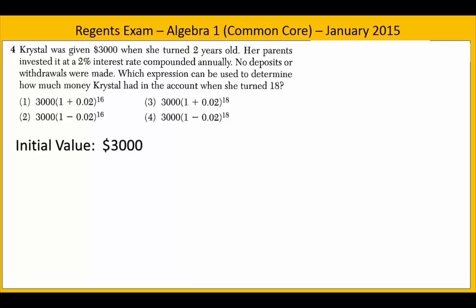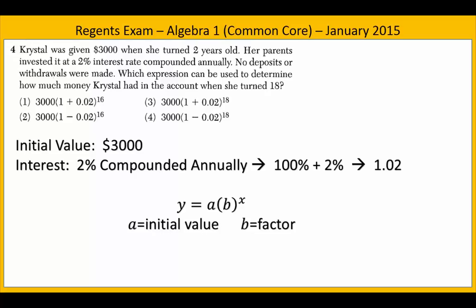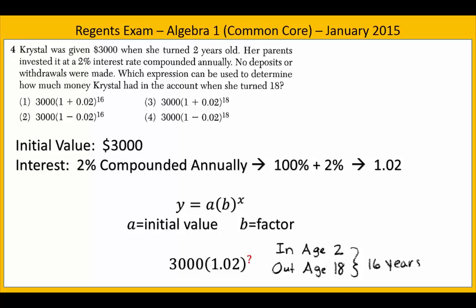The initial value was $3,000. The interest rate is 2% compounded annually. That's an exponential function. A is the initial value, and B is the factor. The factor is 1.02, and so we can write the equation y equals 3,000 times 1.02 to some power. What power is that going to be? Well, the money went in when she was 2 years old, and it was taken out when she was 18. That means the money was in the account for 16 years, so the exponent is 16.